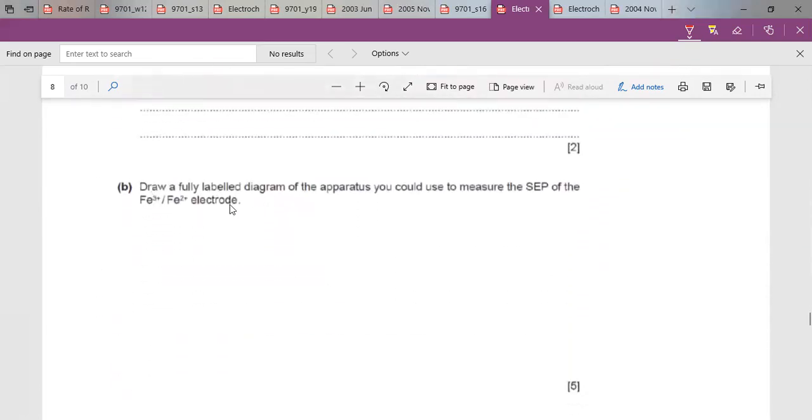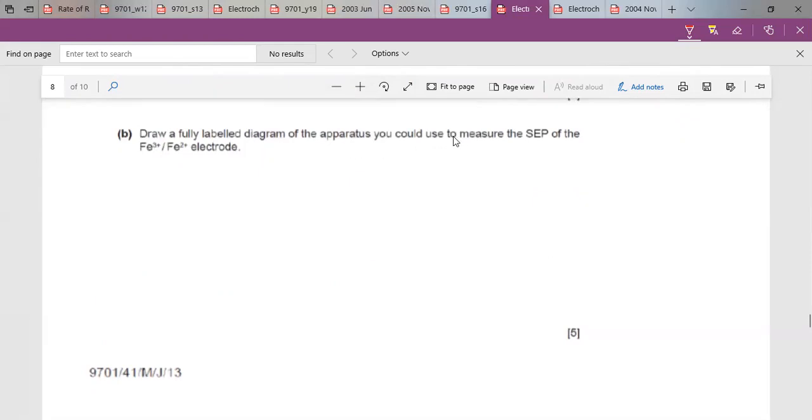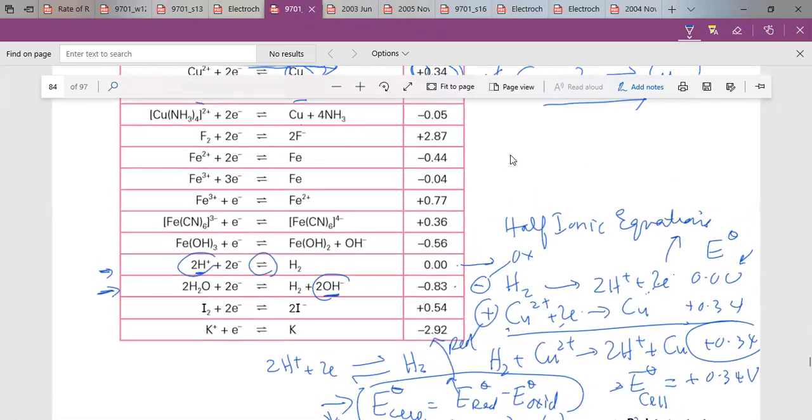SCP again. Now here, draw a fully labelled diagram to measure the SCP for Fe2 plus and Fe3 plus. Of course, in this case there is no metal, there's no iron there. So how do you do it? I told you before. Today we're going to focus on a few more of these things. This one is the metal ion immersed in Fe2 plus 1 molar. This one here is iron metal immersed in Fe3 plus 1 molar. This one here, there's no iron metal. So where is the electron going to go?